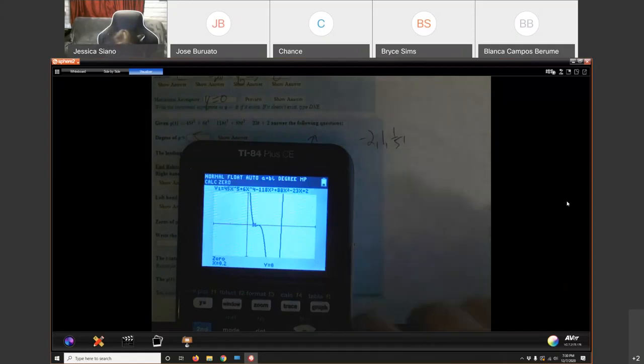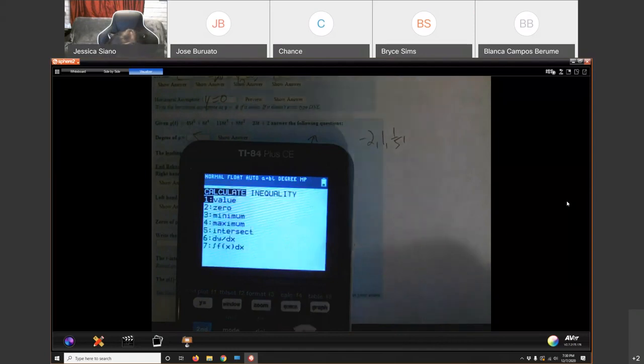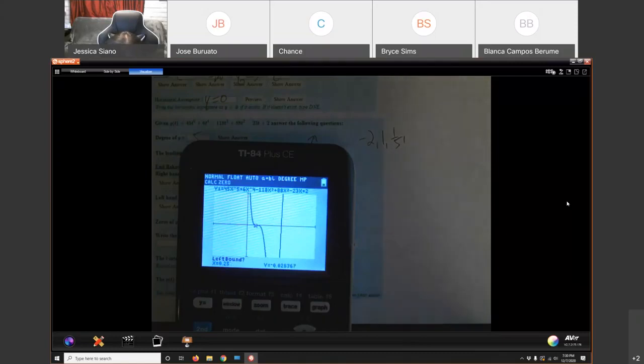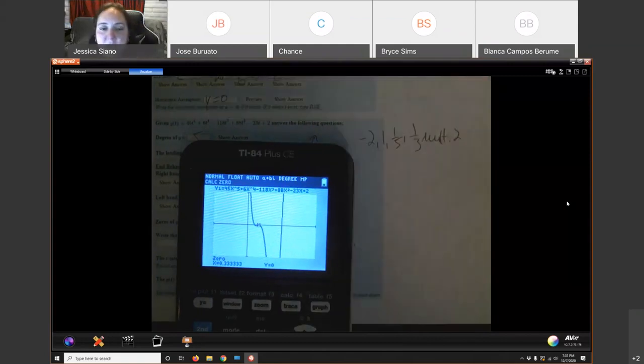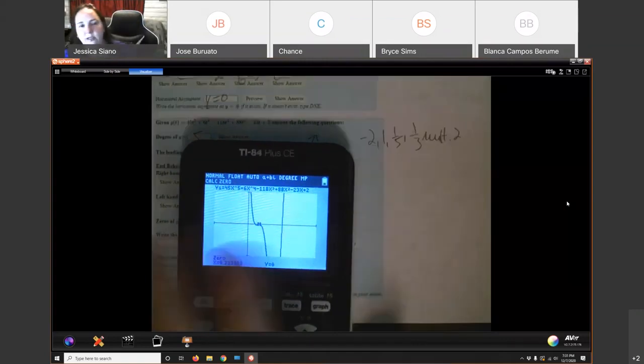All right, now let's try to get this 0 right here. So we're going to do that again, second and then trace to get to calc. We want a 0. So the left side and the right side. So that 1/3 has a multiplicity of 2 because it's a turn. And now really we didn't even need that. We only needed 3 since this is a 5th degree.